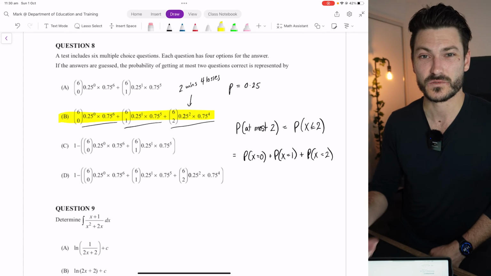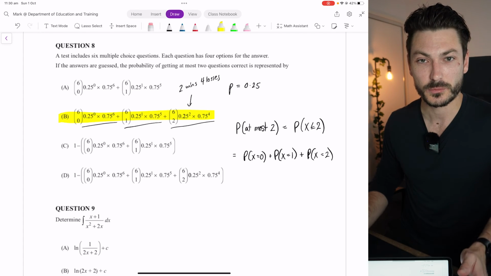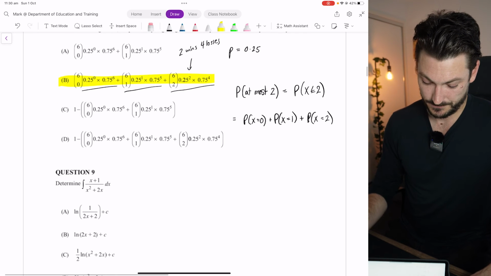Notice all you really had to do was figure out what was the structure of the probability. And yeah, that's it. Question 9.